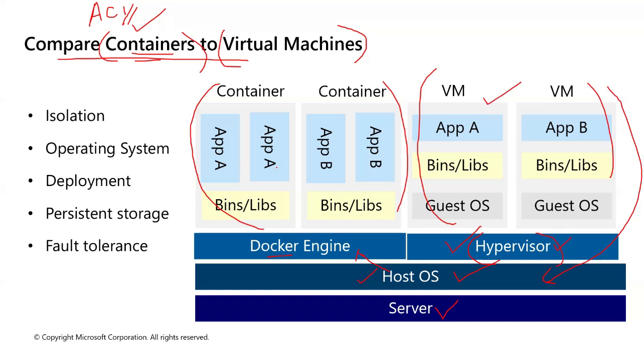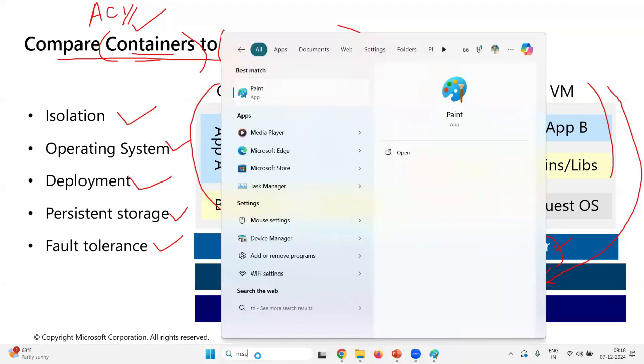Data protection and monitoring. Okay. So it has isolation, operating system, deployment, persistent storage, and fault tolerance. But when it comes to isolation, let me give some examples of a container and a virtual machine.